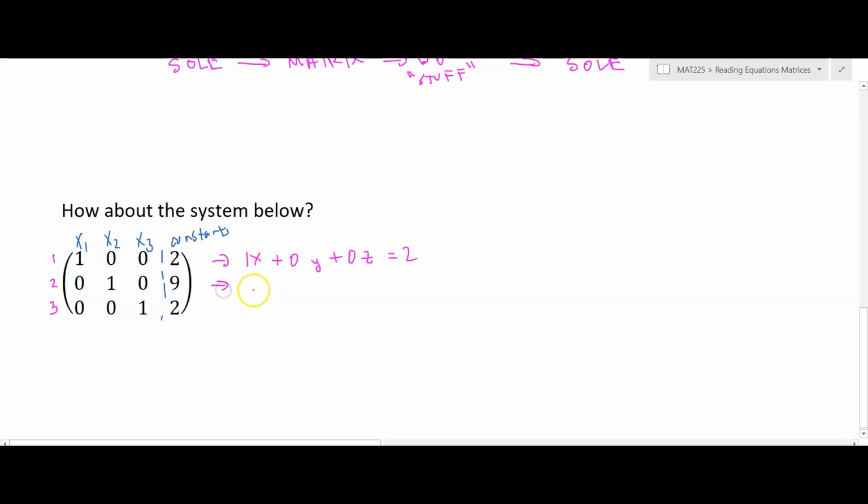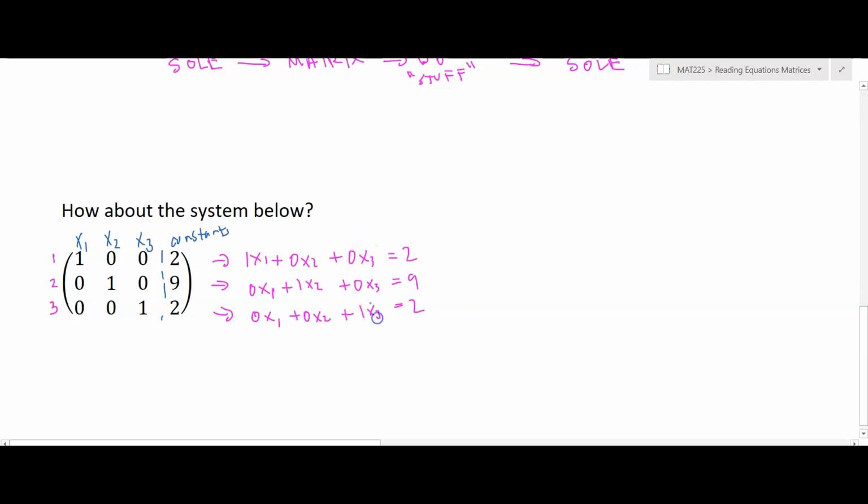The second equation, we have 0x plus 1y plus 0z equals 9. And in the third equation, we have 0x plus 0y plus 1z equals 2. You might be looking at this and saying, well, doesn't this really tell me what x1, x2, and x3 are? And of course, I've made the mistake of using y and z in place of x2 and x3, so let's go ahead and update that. So this is x1, x1, x1. We have our x2 column, and then we have our x3 column.